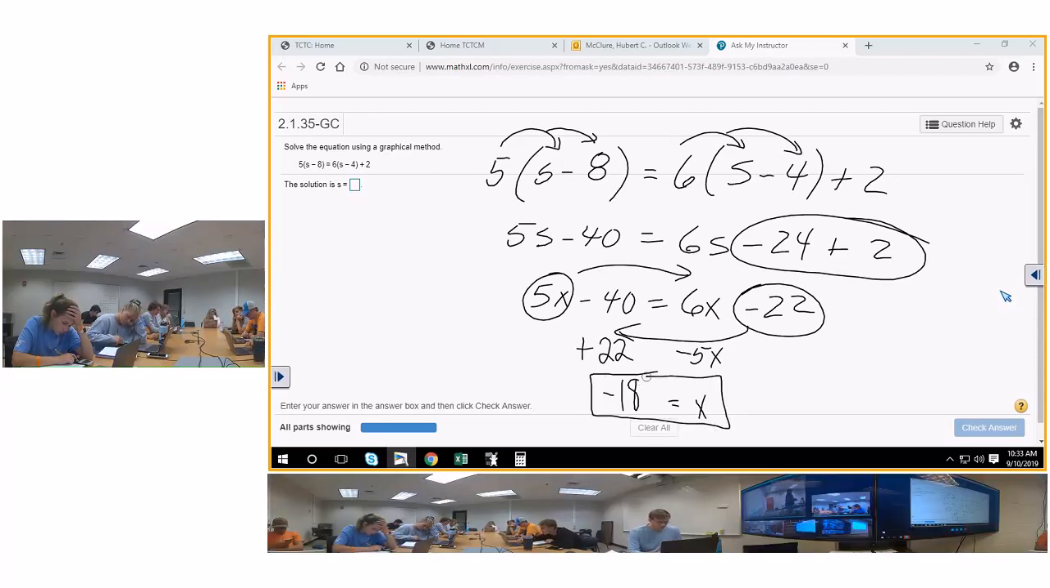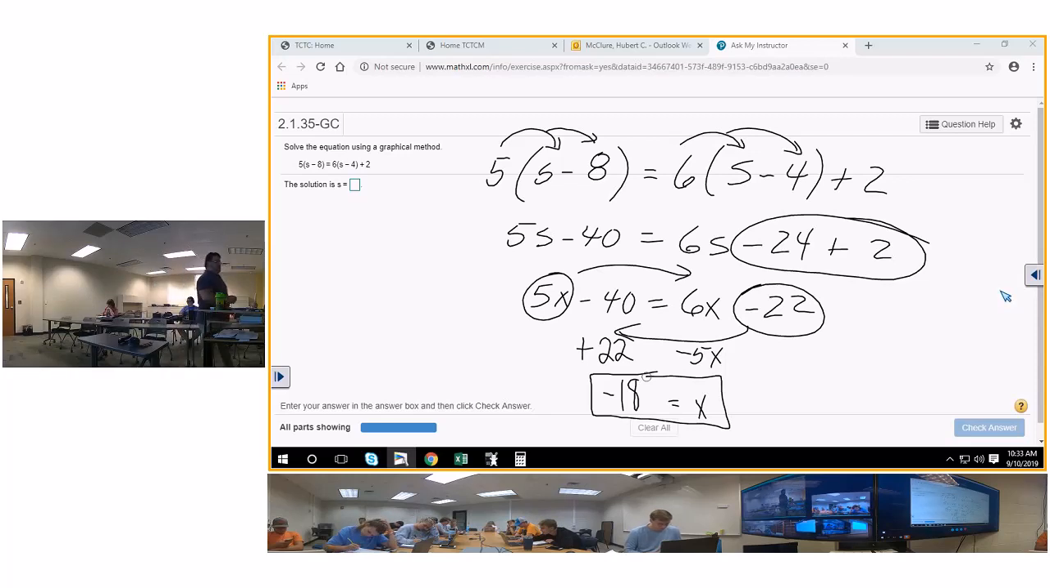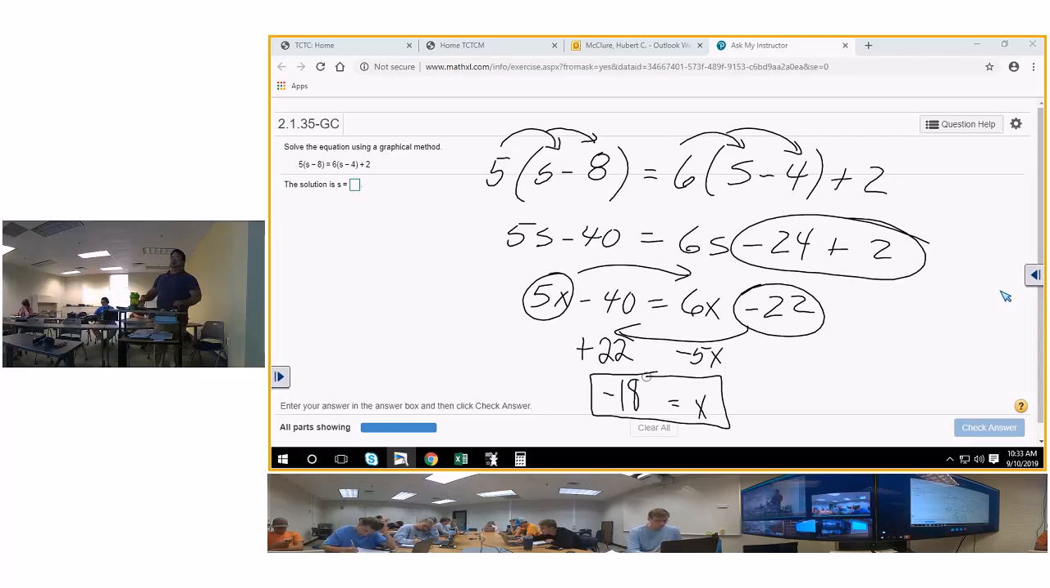Always try to keep the variable positive. Because when you're dealing with inequalities, when you divide by a negative, you have to what? You have to switch the inequality. And if you forget to divide by a negative, you're going to forget and you're going to get the answer wrong.